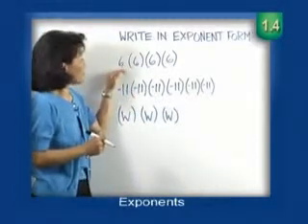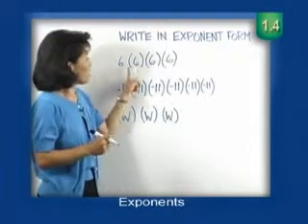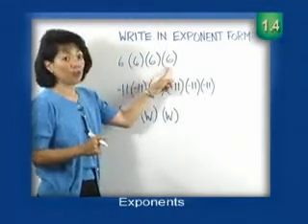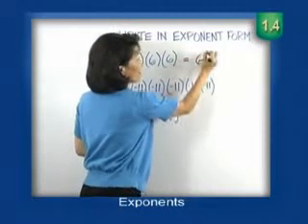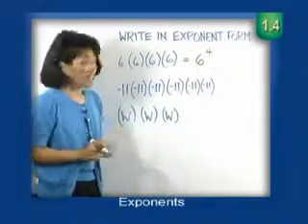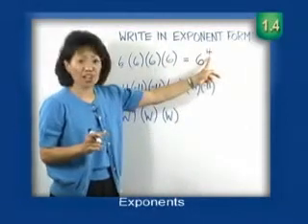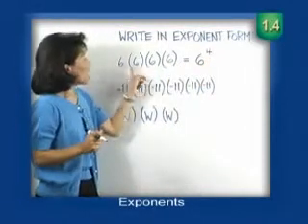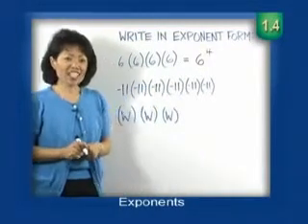We have 6 times 6 times 6 times 6, 1, 2, 3, 4, or we can rewrite that simply as 6 to the 4th power. Again, here's our base 6. The exponent 4 represents the number of times we're multiplying that base. Let's look at our next one.